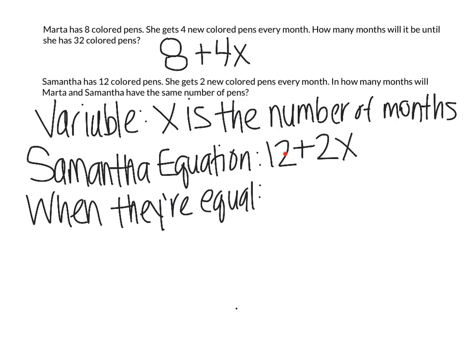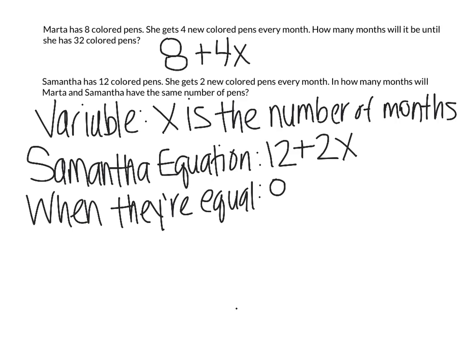This is what she starts with, 12 instead of 8. And every month, instead of getting 4 pens, she gets 2. So now the question that we need to figure out is, in how many months will Marta and Samantha have the same number of pens? So if they have the same number of pens, that means they are equal.